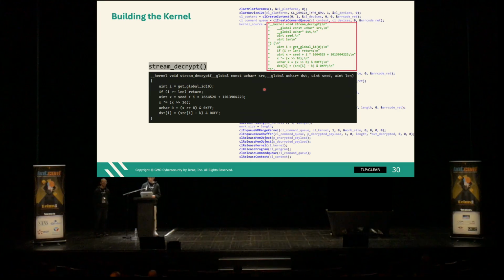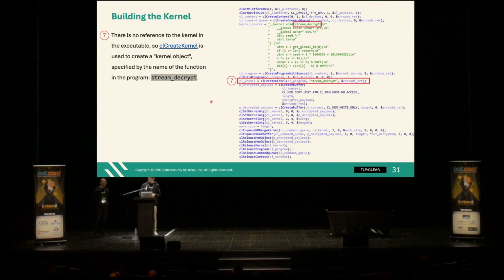So here's a tidied up version of the malware's kernel source code, but this is basically a custom PRNG-based stream cipher to decrypt the payload. At this point, there's no reference to the kernel in the executable itself.